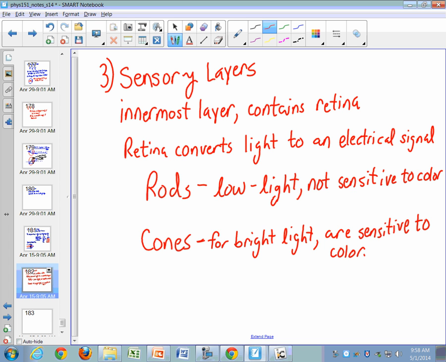Okay. Anyway, so the cones are for bright light, and they are sensitive to color. So when you're outside, you can see color, but not in low light situations. It looks like everything's just sort of black and white or grayish.